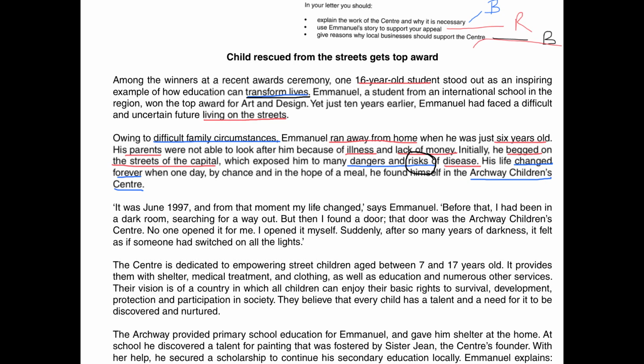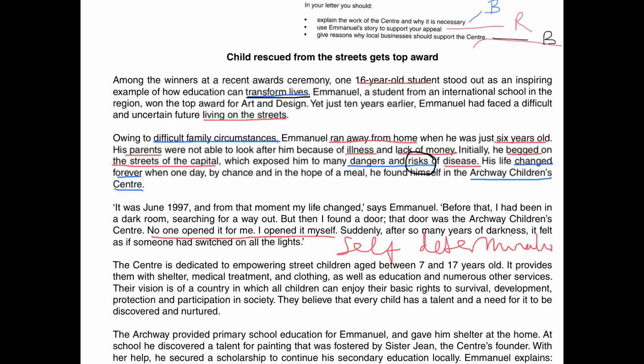Well, I've got a bit of a problem here. This is all quotation, and I've got to use my own words. Is there anything in there about the work of the centre? No. Is there stuff about his story? Yes, I suppose there is. There's this idea of him deciding for himself, and so this idea of self-determination I'm going to have to come up with. And so I might just write that here to remind me.